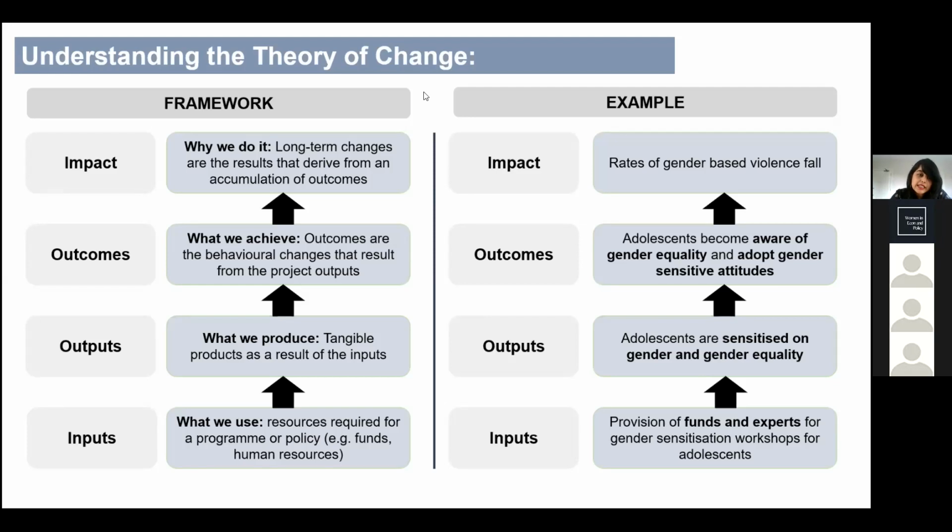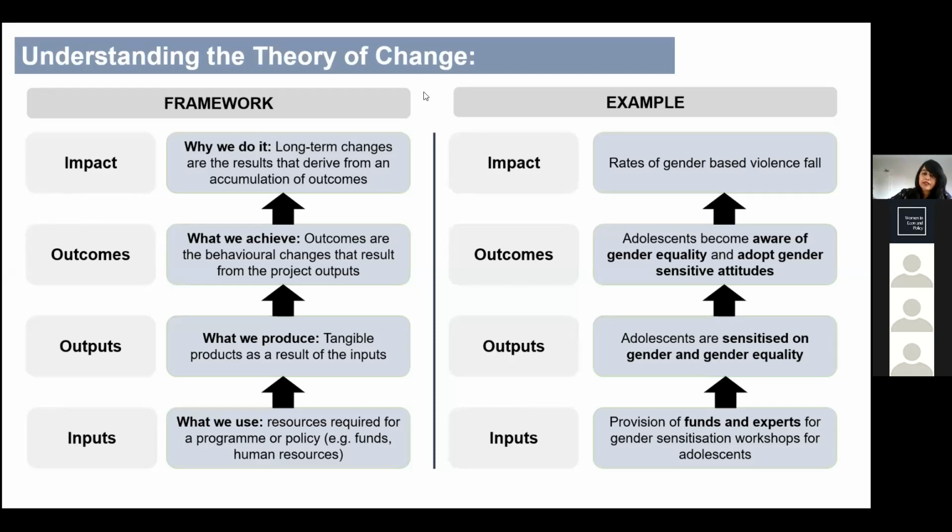Right. Farheen is asking, is the impact in the framework different from goal? Farheen, I think all of these are goals. Outputs, outcomes, and impact are all goals. The difference is in how long-term or short-term one is and what leads to the other, right? Even an output is a goal. Even adolescents getting sensitized on gender equality is also a goal at the very short term.